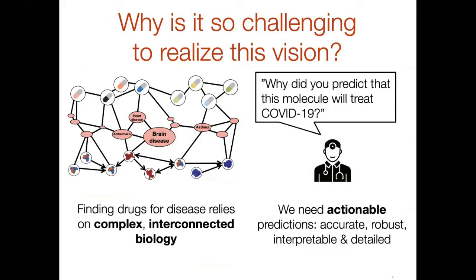Now, it is challenging to realize this vision. So what prevents us from really capitalizing on all these opportunities? For the purpose of this talk, I will primarily focus on 2 main challenges. The first challenge, shown on the left here on the slide, is that finding what drugs work for diseases, what drugs will treat a disease, really relies on complex interconnected biology.